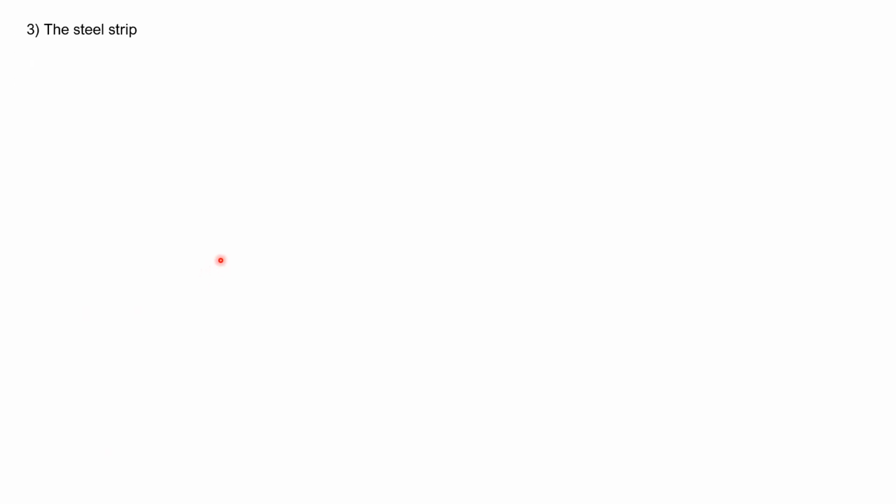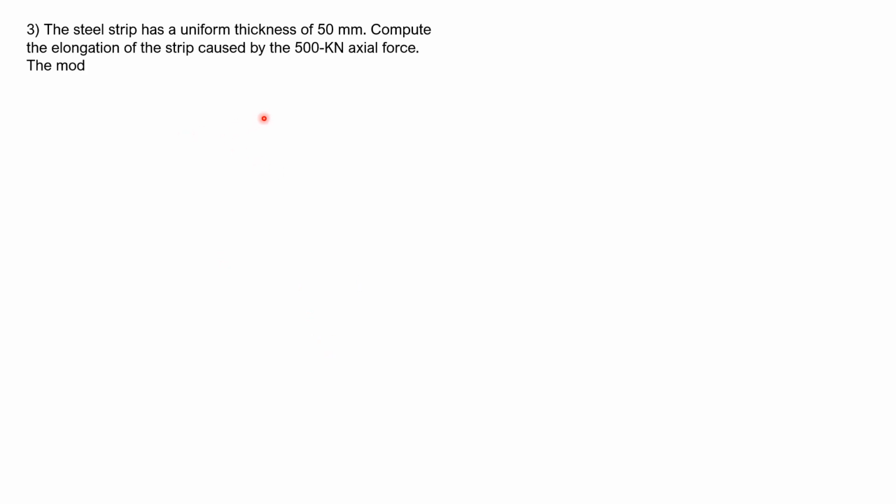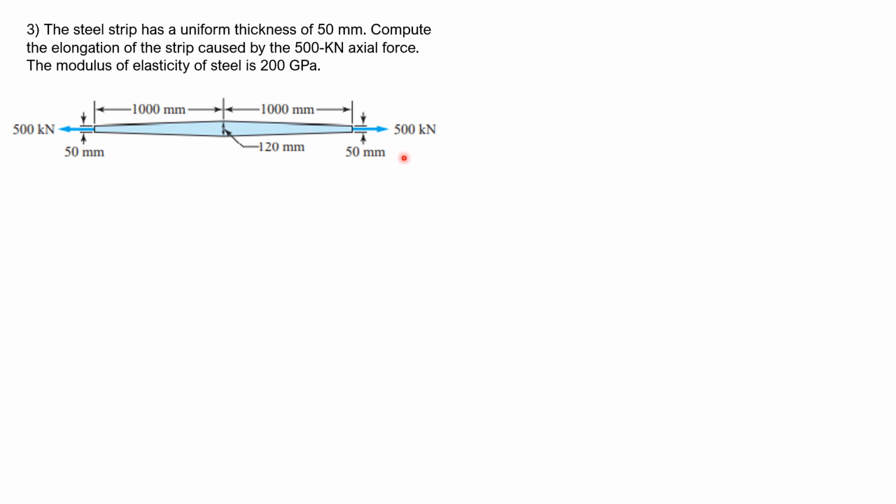For the next problem 3, the steel strip has a uniform thickness of 50 mm. Compute the elongation of the strip caused by the 500 kilonewton axial force. The modulus of elasticity of steel is 200 gigapascals. So here is the given figure. Notice that there are two segments, and each segment is identical with the other segment. So therefore, we only compute the deflection of one segment and multiply it by 2. That will be the total elongation of this strip here.